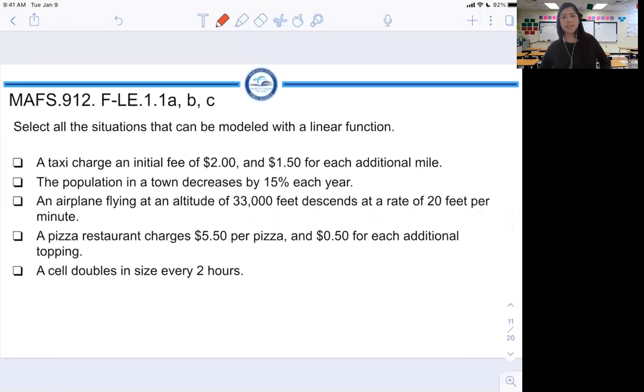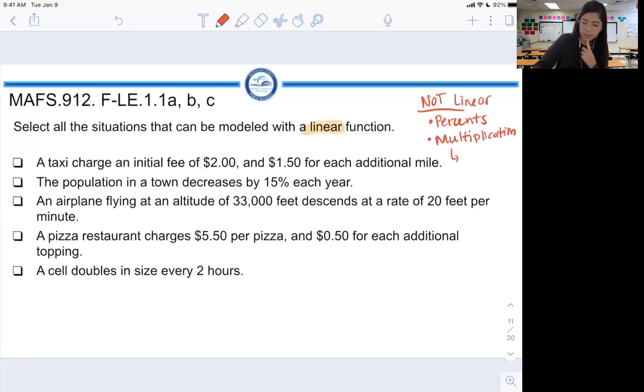Same idea. Which of these is linear? But now we've got word problems. So who can remind me, what do we look for that are not linear? Percents. What else? Multiplication. Doubles. Good. So doubles, triples, quadruples, those are all multiplication words. So take a look and let me know. We can eliminate B, good. B is out, we've got a percentage.